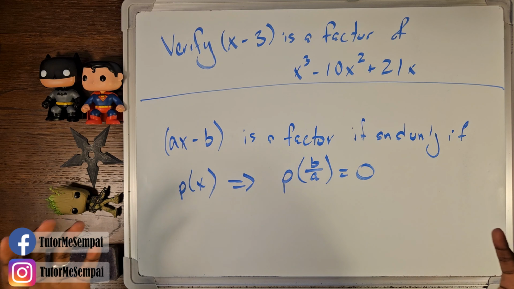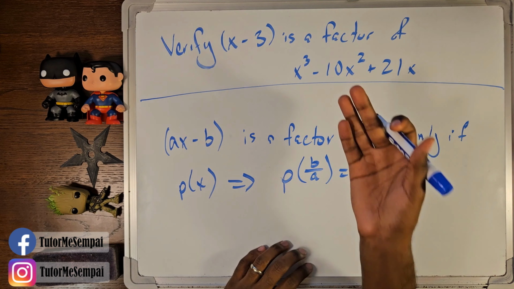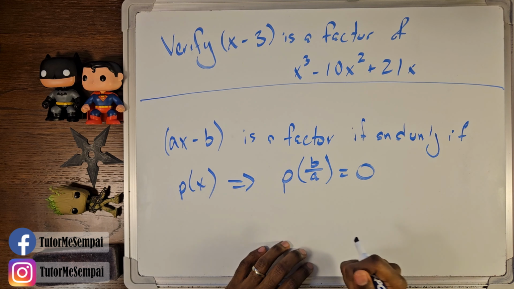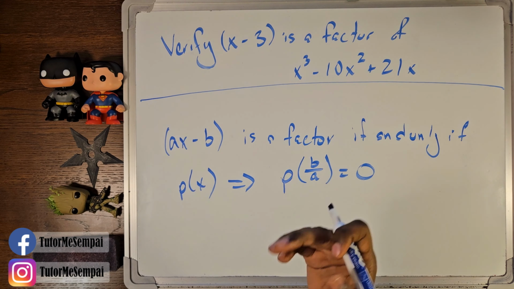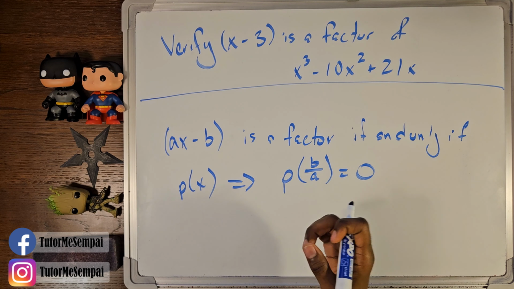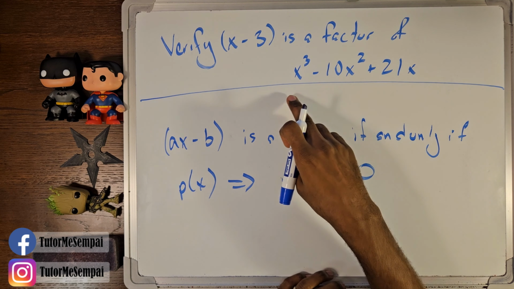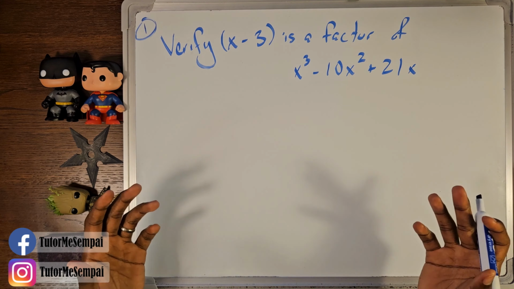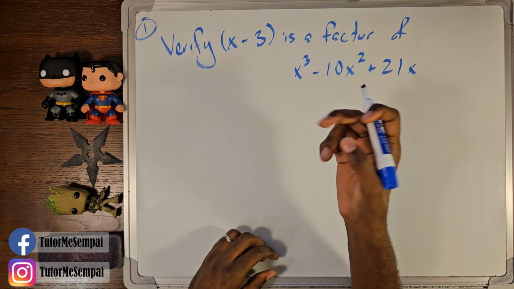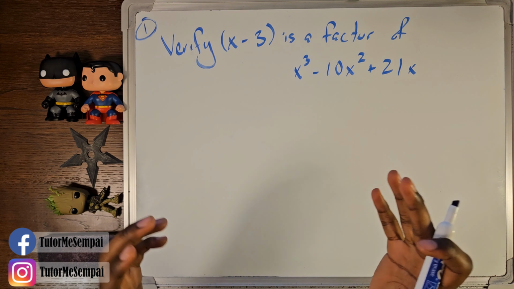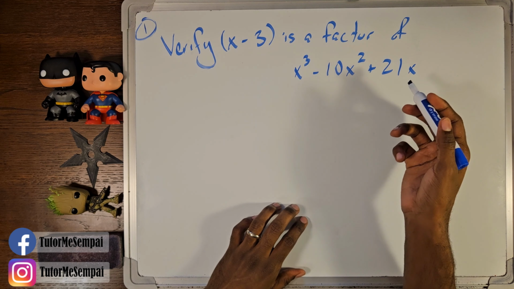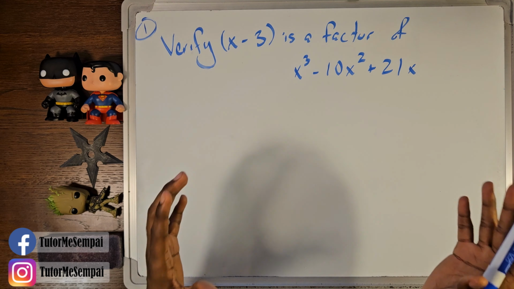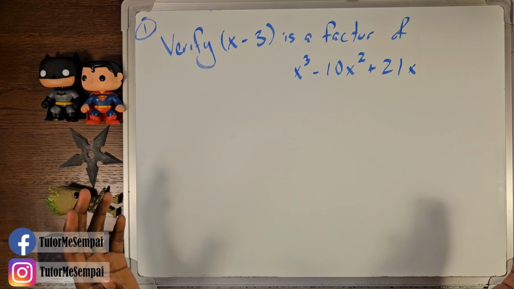All you have to do is a simple plug and chug, and you can easily verify if something is a factor or not. So let's move on to using our factor theorem to verify that this x minus 3 is indeed a factor of this polynomial. So our question once again says verify that x minus 3 is a factor of x cubed minus 10x squared plus 21x.